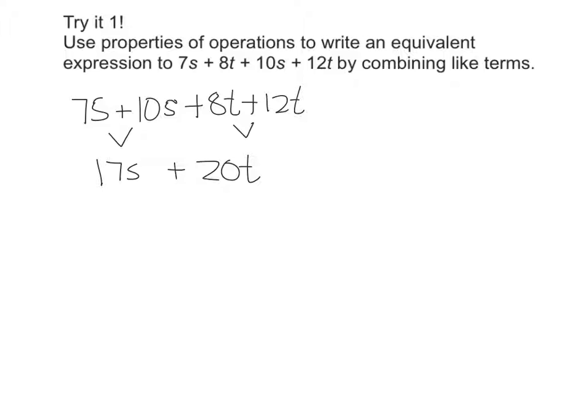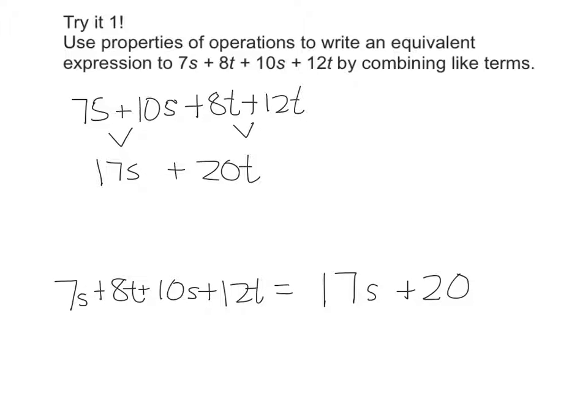Now I have two equivalent expressions. Here's my original. It's 8t plus 10s plus 12t. That's a long expression, but I can write an equivalent expression like so. Much more simplified. Okay, so these are the same expressions, just written in a different way.